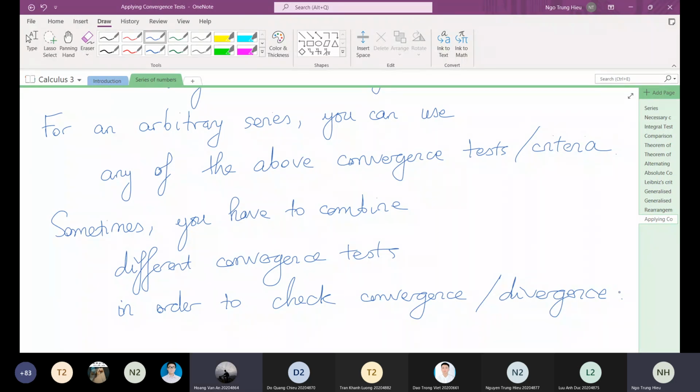So does that answer your question? Yes. All right. It's a very good question. Sometimes for a series, if you cannot solve it by one test, you can try another test. That's very good. Any other question?